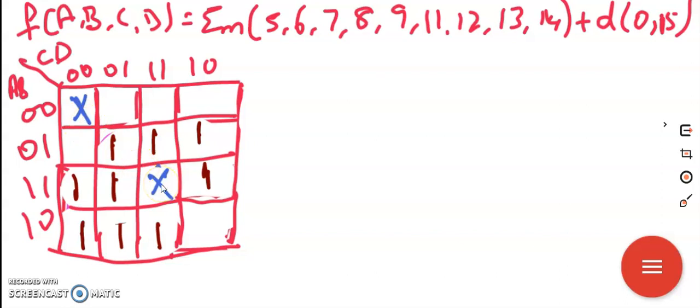Once the entries have been written, now we need to do the grouping. While doing a grouping, we need to focus on only ones, not on the don't cares. So now if I want to make a group of this one, this is the best possible group where it covers maximum number of ones. So I'll make these 4 in one group. The result that I get here is B out of this, and out of this it is C, BC plus.